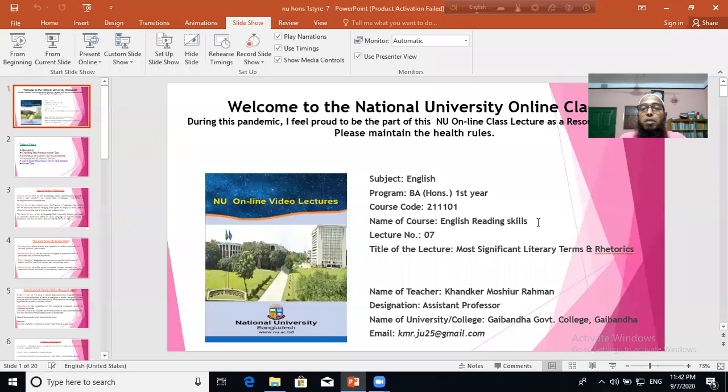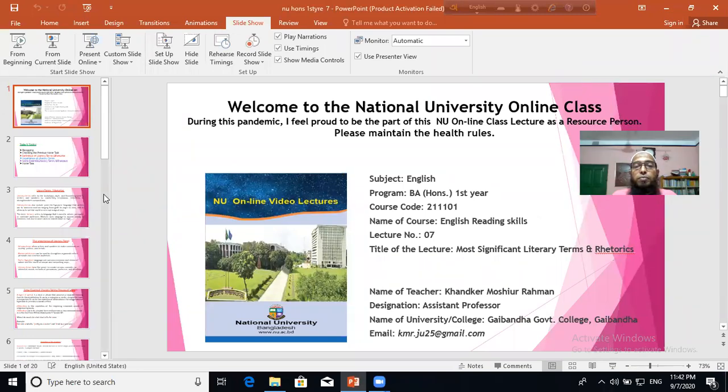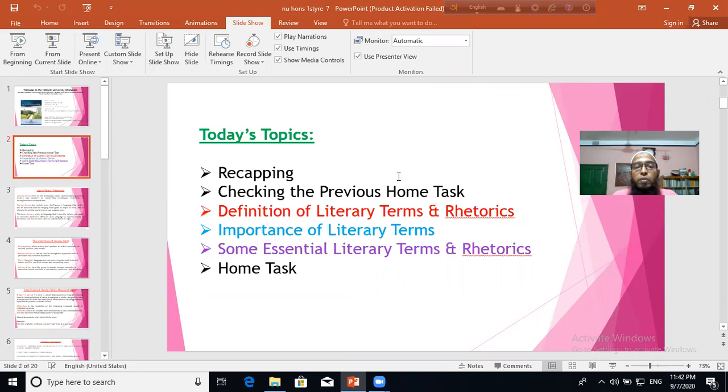So let us see today's topic. As usual, today we are going to recap the previous lecture, lecture number 6, check the previous home task, then cover the definition of literary terms and rhetorics, the importance of literary terms, and some essential literary terms and rhetorics, and the class will end with giving you a home task. So can you recall the last class?